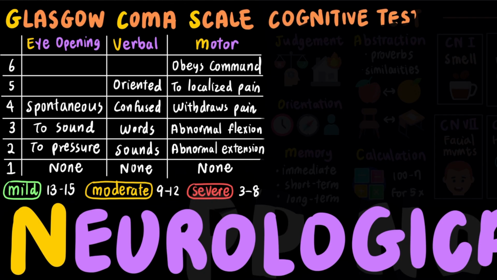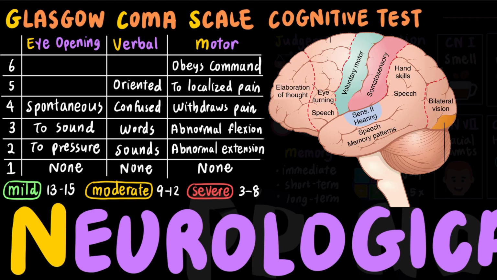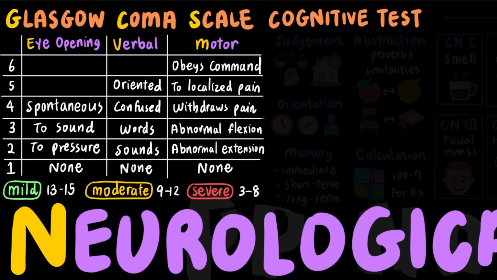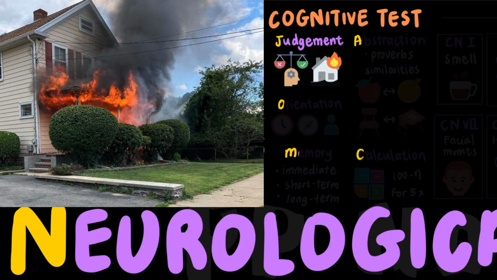Next, let's talk about the cognitive test, which examines high cortical function. An easy way to remember the key components is with the acronym JOMAC. The J stands for judgment. We can test this by asking problem-solving or situational questions, like, what would you do if your house is on fire? A logical answer like, I would get out of the house and call the fire department, suggests intact judgment. On the other hand, an unrealistic or unsafe response could indicate impaired judgment.